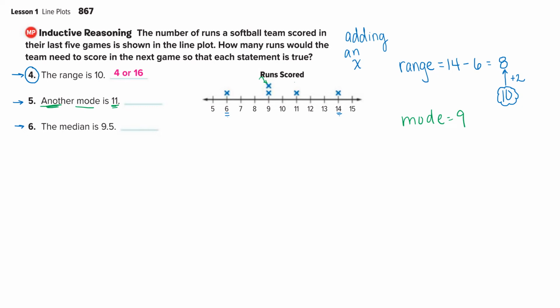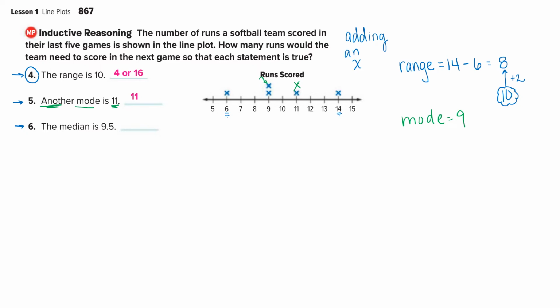Well, this means that it has to be 11. So if we add an X here to represent the next game, we'll have 2 9s and 2 11s. So in the next game, to make that statement true, they need to score 11 runs.